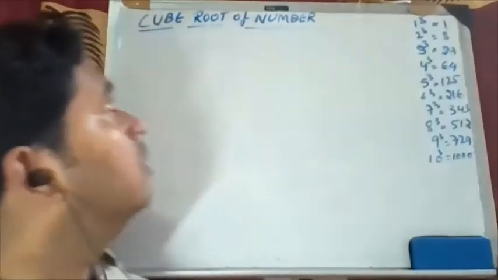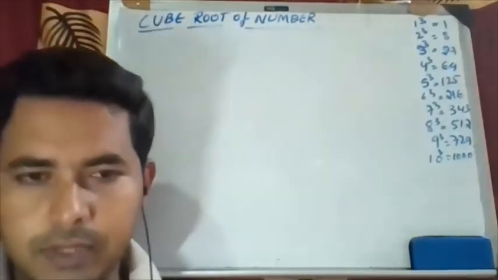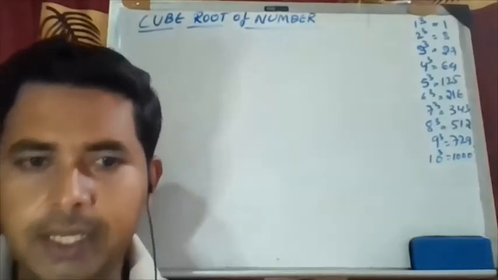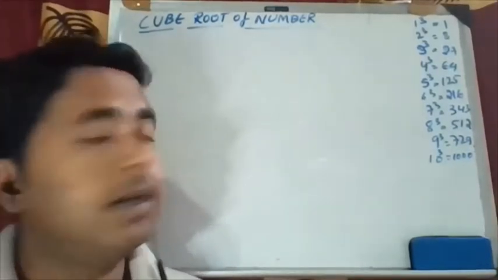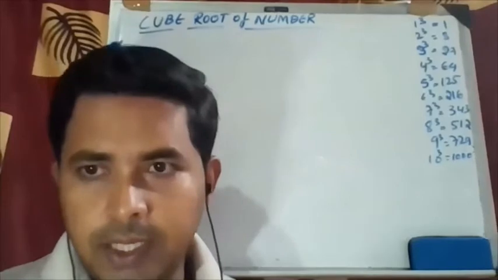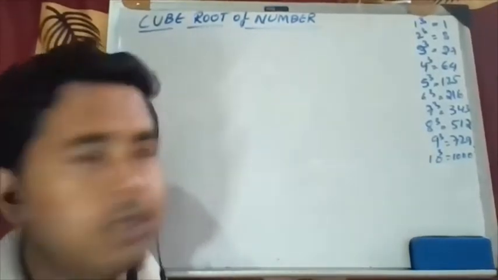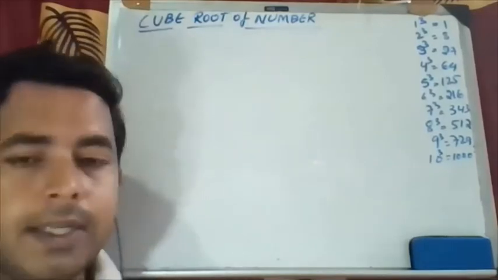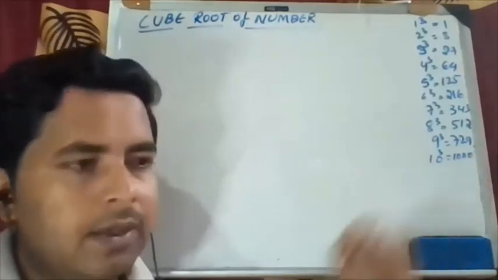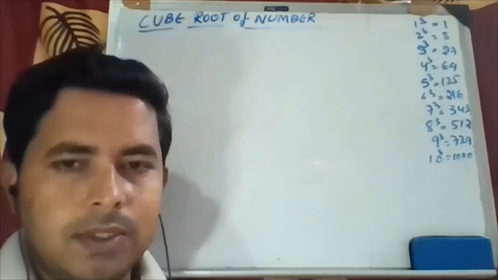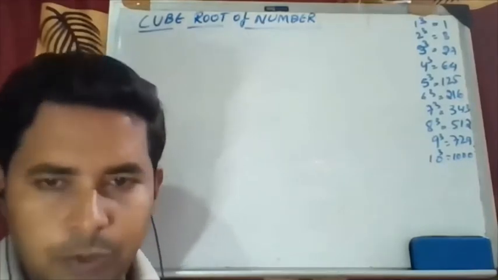To find the cube root of any number, we should know the cube values, at least of 1 to 10. If you know the cube values of 1 to 10, then it is easier to find whatever digit comes when finding a cube root.